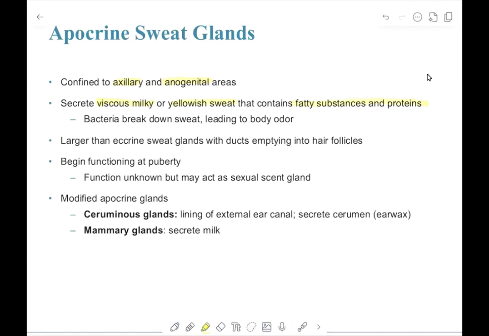And it's the bacteria that break down that sweat, and that's what leads to the body odor. So technically, there's not going to be a smell until the bacteria start to break down those substances. So they're larger than eccrine glands, and they begin functioning at puberty. And there's also some modified apocrine glands, which are ceruminous glands. They secrete earwax or cerumen, and mammary glands, which secrete milk.